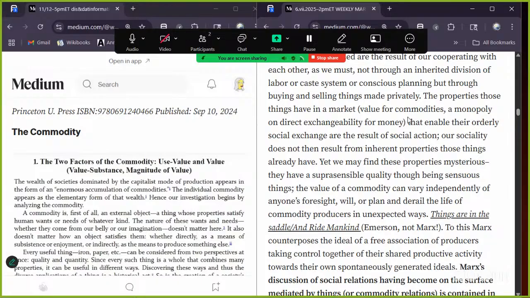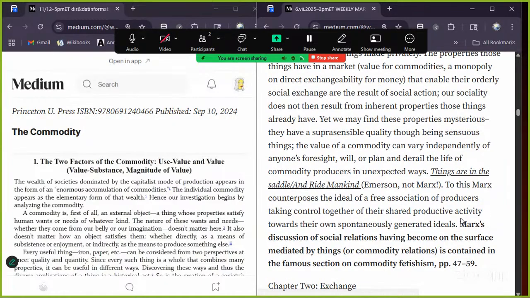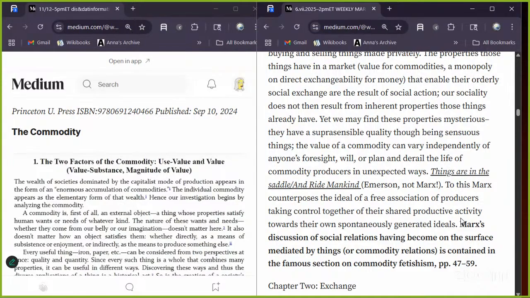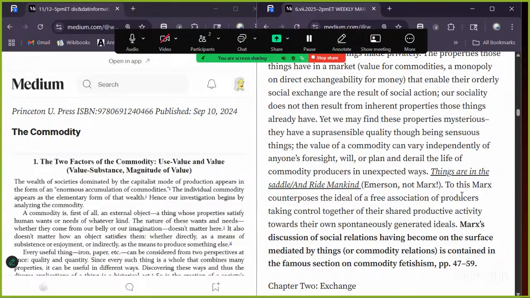Marx is quoting Emerson, a poem, "Things are in the saddle and ride mankind." To this, Marx counterposes the ideal of a free association of producers taking control together of their shared productive activity towards their spontaneously generated ideals. Now, Marx's discussion of social relations having become on the surface mediated by things or commodity relations is contained in the famous section on commodity fetishism, pages 47 through 59.